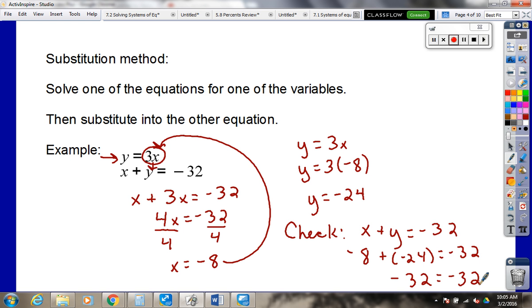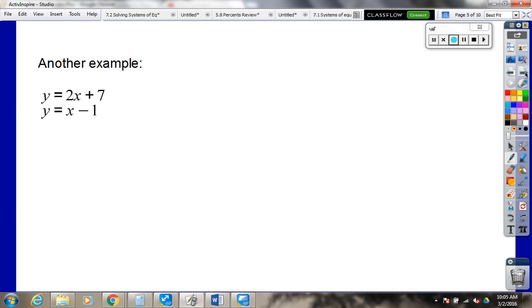Okay, any questions about this? Okay, let's look at another example together. So in this one, both equations are already solved for y. The top one is y equals 2x plus 7. Bottom one's also solved for y. It doesn't matter which one we use. I'm going to use the top one. So I'm going to say y equals 2x plus 7, and I'm going to substitute that in to the second equation. So instead of y for the second equation, I'm going to write all of this, 2x plus 7.